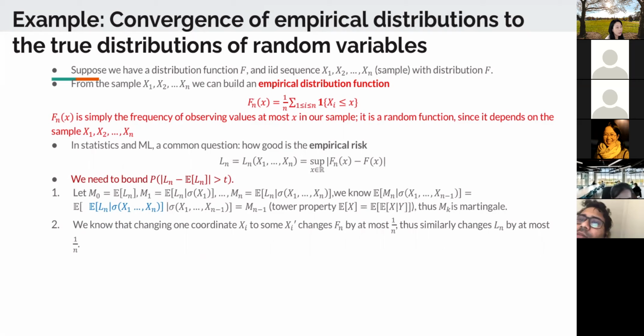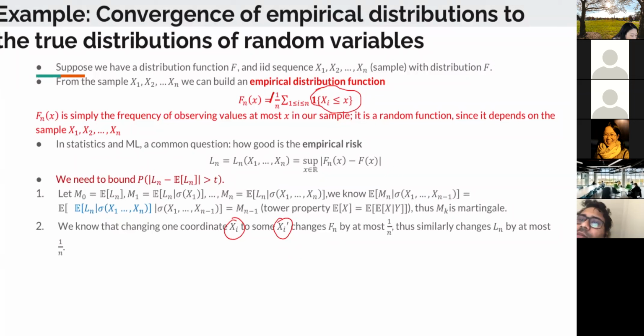Can you see why? Because if you change xi to xi prime, whatever you change, it would only change this indicator function of whether being 1 or 0. So either you change it from 0 to 1, or from 1 to 0, but the summation is going to change by only 1, either plus 1 or minus 1. But of course, fn(x) is also scaled by 1 over n, so indeed you cannot change it by more than 1 over n. That's a very simple argument here.